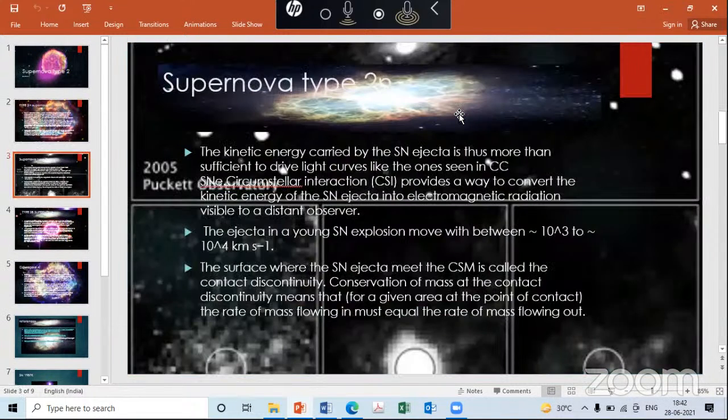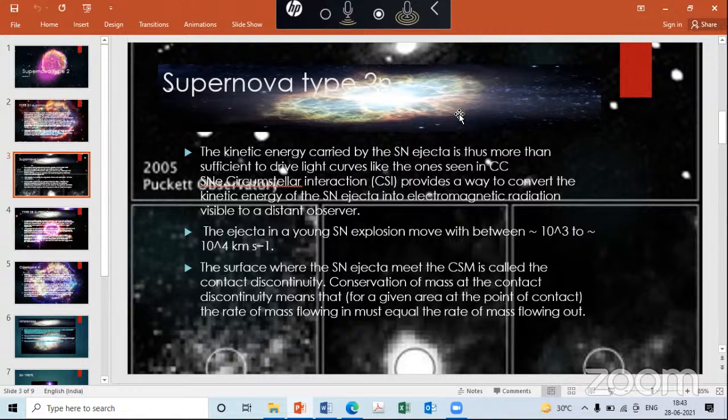The kinetic energy produced by the supernova ejecta was more than sufficient to drive the light curves which can be seen in the supernova circumstellar medium. The circumstellar medium was a way to convert kinetic energy into electromagnetic radiation, which can be observed by a distant person. The speed of supernova ejecta can be between 10 to the power 3 and 10 to the power 4 kilometers per second.